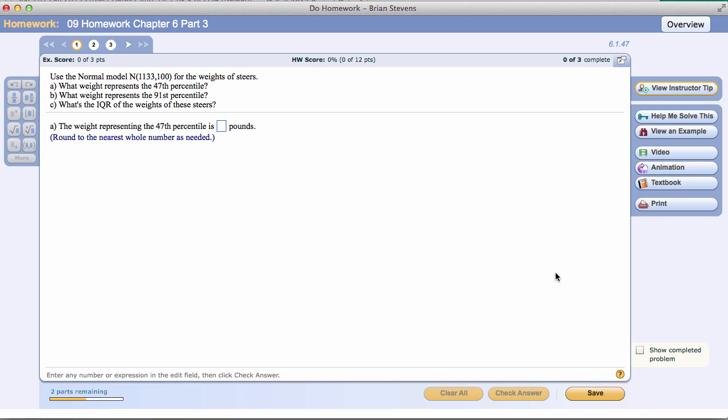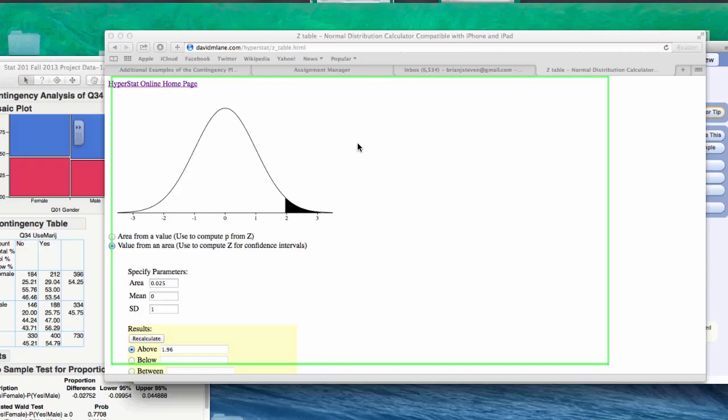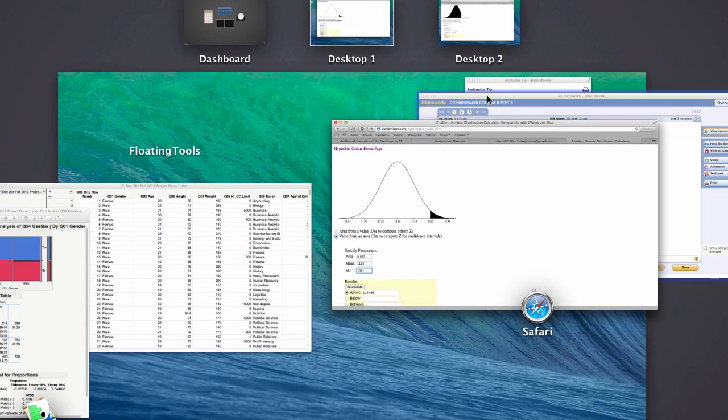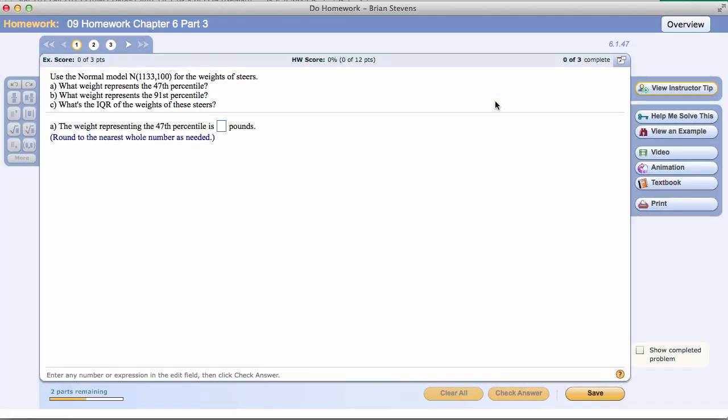Now, to do this problem right here with the applet, we need to first enter in the mean and standard deviation: a mean of 1,133 and a standard deviation of 100. That is how this would be read and normally distributed. So let's go here to the applet and type in 1,133 and then for the standard deviation 100. Let's double check. That is correct.